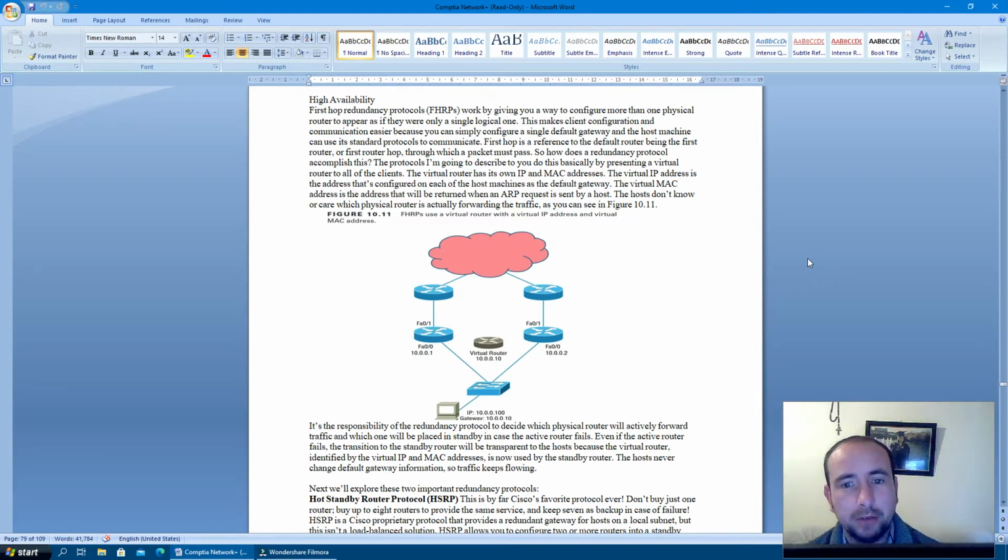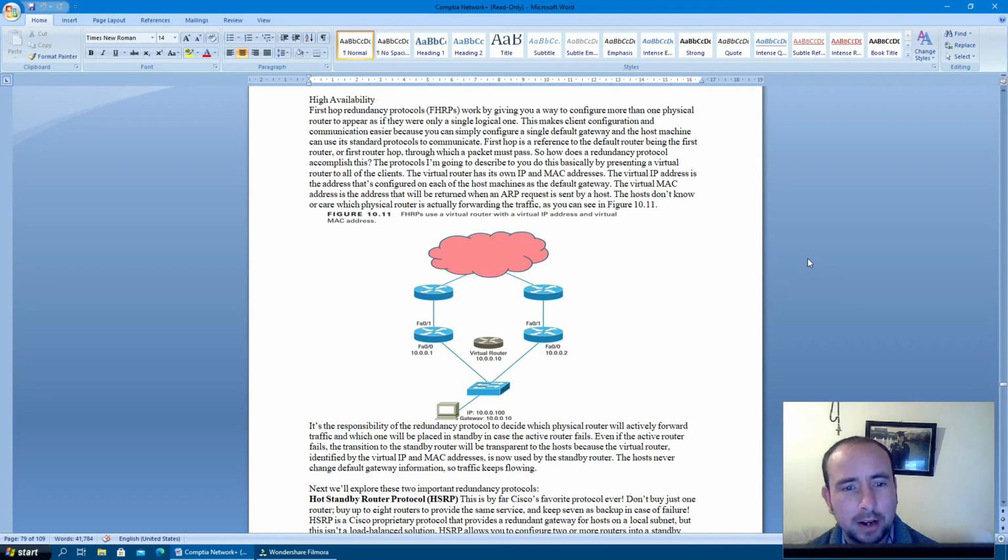First hop is a reference to the default router being the first router, or the first router hop, through which a packet must pass. So how does our redundancy protocol accomplish this? The protocols I'm going to describe do this basically by presenting a virtual router to all of the clients. The virtual router has its own IP and MAC address. The virtual IP address is the address that's configured on each of the host machines as the default gateway.